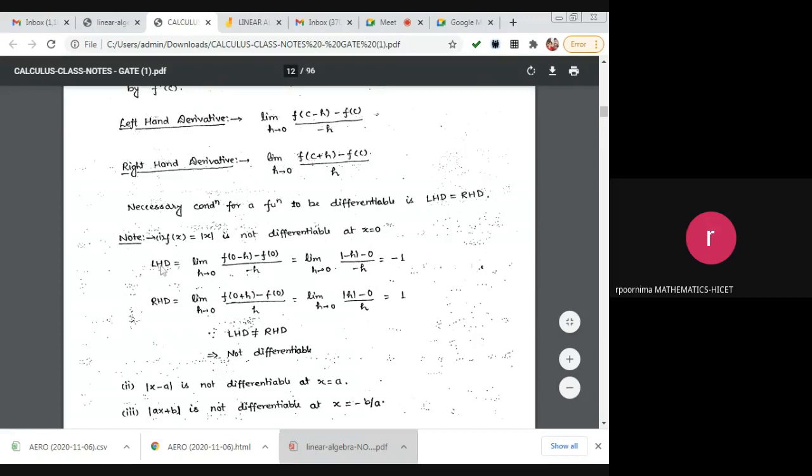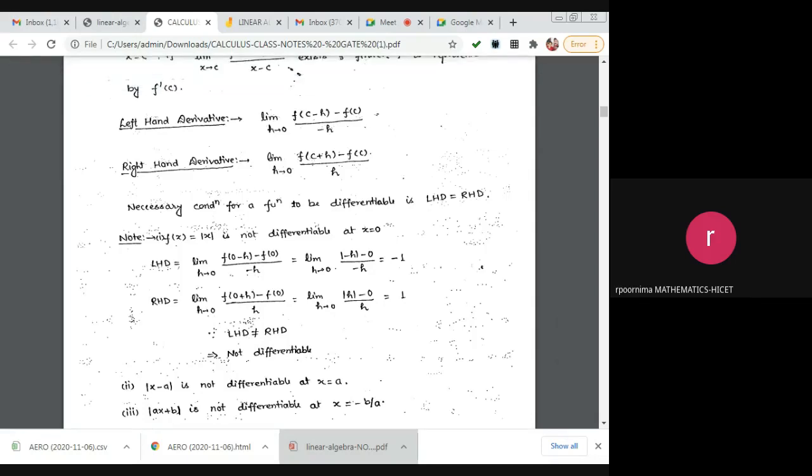That means we need to find our left hand limit. Limit h tends to 0 of f of 0 minus h minus f of 0 by minus h, that is limit h tends to 0 of modulus of minus h minus 0 by minus h, that is minus 1. Then the right hand limit, h tends to 0 of f of 0 plus h minus f of 0 by h, that is limit h tends to 0 of modulus of h minus 0 by h, that is plus 1. So the left hand derivative is not equal to the right hand derivative, so it is not differentiable.